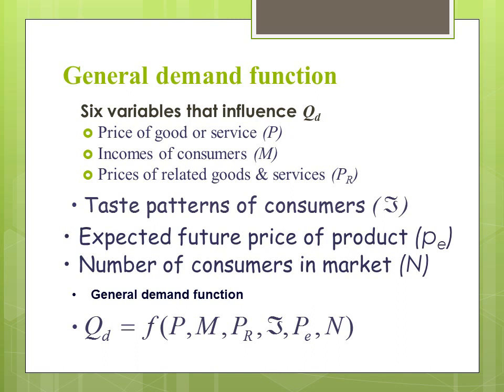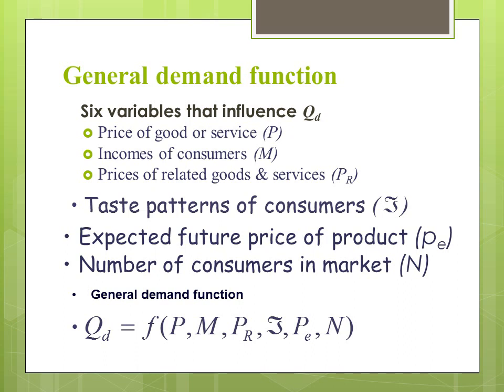So here the first variable is price. The price of a good or service may change, and the income of consumers may change. When the income of consumers and prices change, it will definitely affect quantity demanded, and the prices of related goods and services may also change. So in the law of demand, these variables should not change. If these variables change, it will definitely affect quantity demanded.